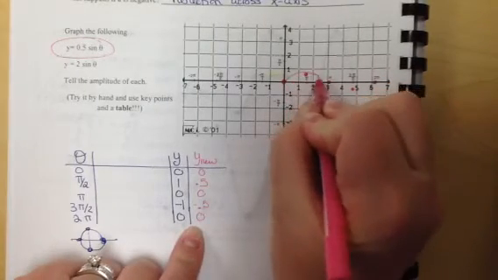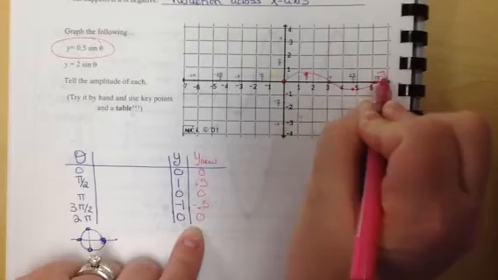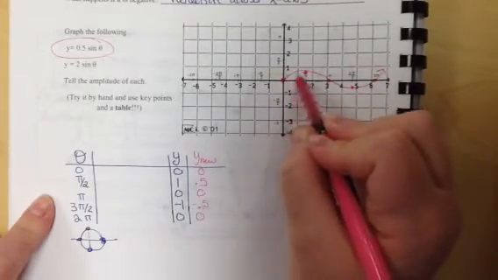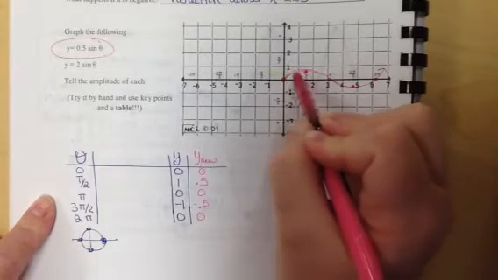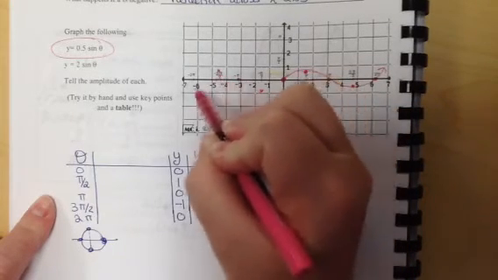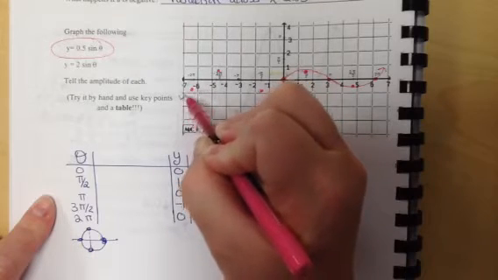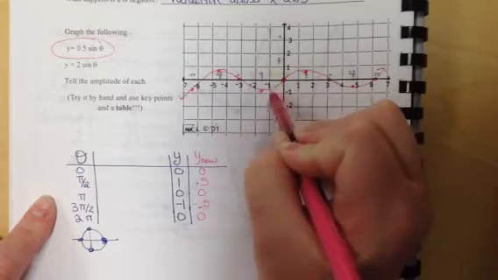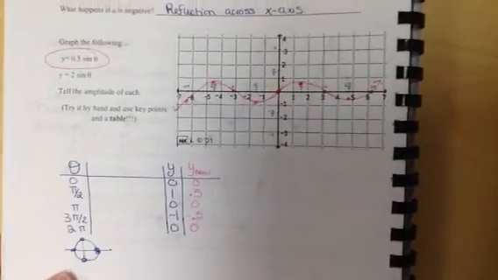And then you kind of play the connect the dots game. And you also need to do it backwards. Well, and it follows a pattern. This goes up, down, up. So this is going to go down, up, down. So there's my pink graph.